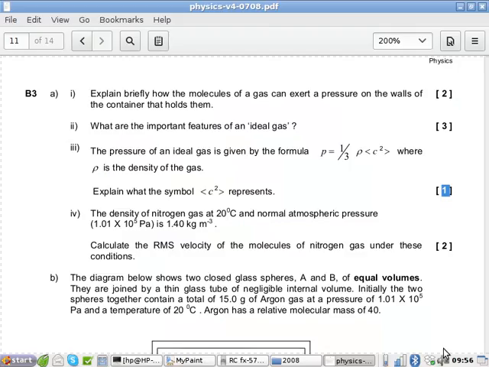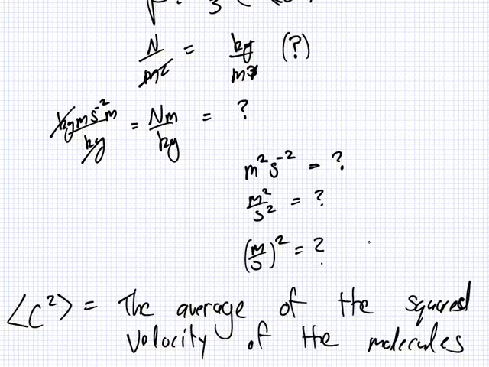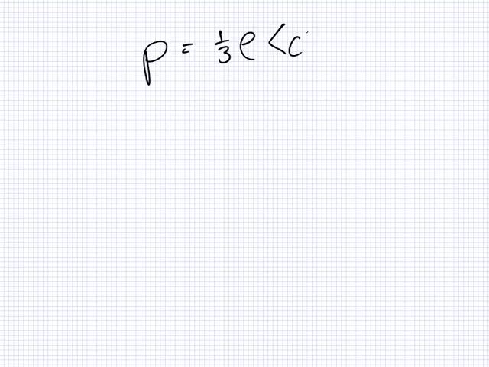And the last part we don't have to worry too much about. They give us the density. They give us the pressure. And they want the C here. So maybe I won't fully do it, but I'll just do a bit of it. Pressure equals 1/3 density times average velocity squared. They want this. They give us this, but they don't tell us this.